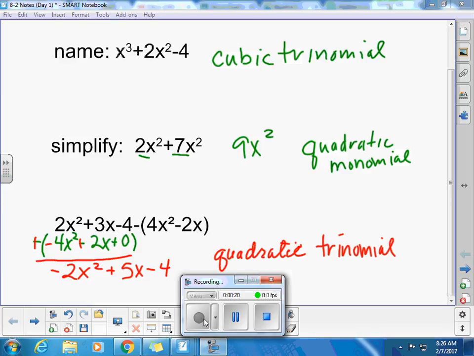Cubic trinomial for the first one. The second one, we can combine those like terms, so it's just 9x squared, and it's a quadratic monomial because it's down to one term. And the third one, we had to do some subtraction, so I hope you remember that's the same as adding the opposite. And you should have gotten a quadratic trinomial.